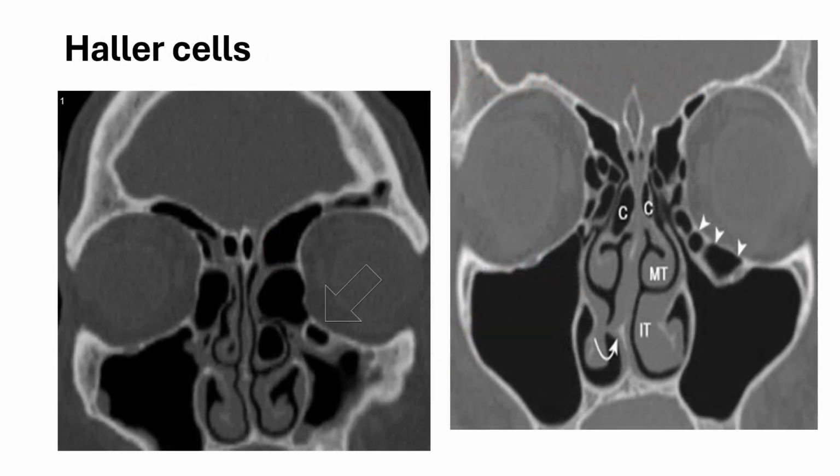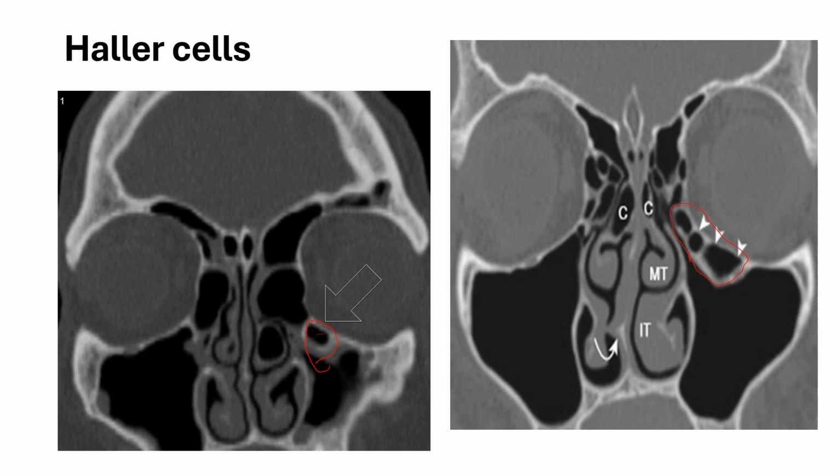Now the Haller cells. It is also known as the infraorbital ethmoidal air cells. They are the ethmoid air cells located lateral to the maxilloethmoidal suture along the inferomedial orbital floor. So this is the Haller cell, lies inferomedial to the orbital floor. So these are the Haller cells. And their clinical significance is they become infected with the potential for the extension into the orbit.